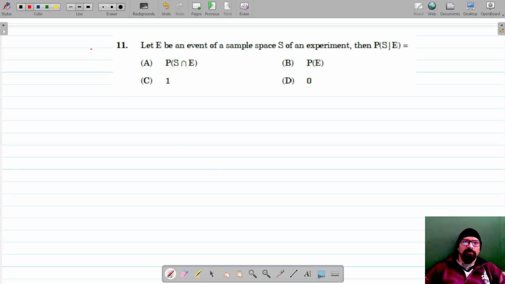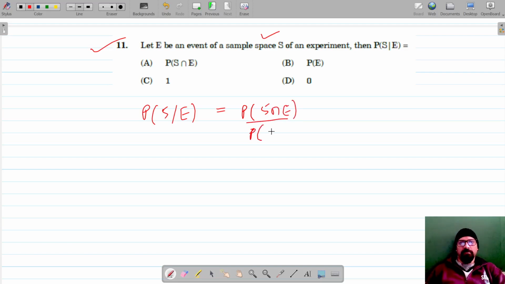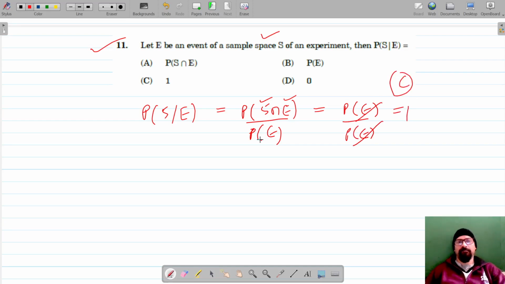Looking at question number 11, it's given that E is an event of a sample space, and the sample space contains all the events. We have to find the probability of S by E. We know that the probability of S by E is the probability of S intersection E divided by the probability of E. Now, the common part between the sample space and the event is the event. So this is probability of E by probability of E, which gives me the answer as C. Moving on to question number 12.